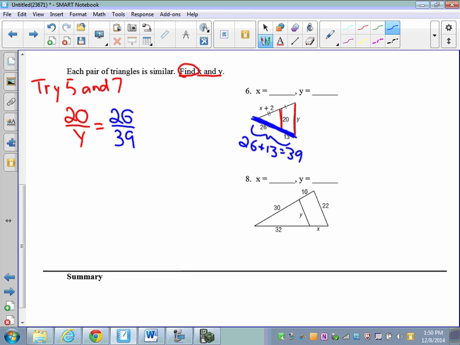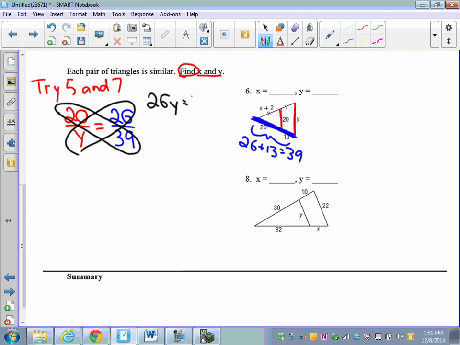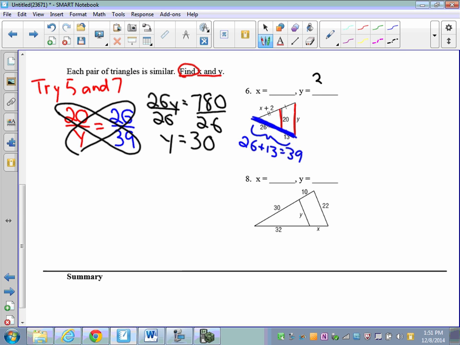Now I'm ready to cross multiply it and solve it. So whenever I cross multiply it, I get 26y is equal to 39 times 20, which is 780. When I divide by 26, I'll get y. So remember, I can just scroll up and hit enter, and y will be 30. So I found y, now I just need to find x.